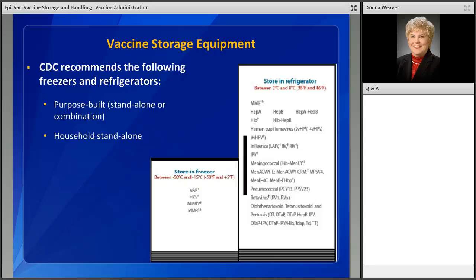Now, it's important to remember that when vaccines are exposed to temperatures outside the recommended ranges, the losses can be very costly, not only in vaccines and replacement, but also in staff resources and confidence in your facility, if patients have to be recalled for revaccination. So it's less costly in the long run to use good equipment that will maintain the appropriate temperatures.